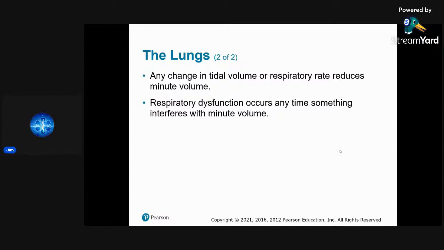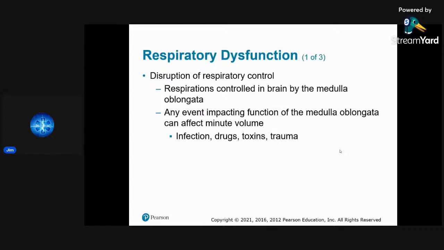Respiratory dysfunction occurs anytime something interferes with your minute volume. This is what we call respiratory dysfunction. So if something is interfering with our normal minute volume, then we're in a respiratory dysfunction state. And we'll talk about respiratory dysfunction: disruption of the respiratory control. Your respiratory system is controlled by the medulla oblongata.